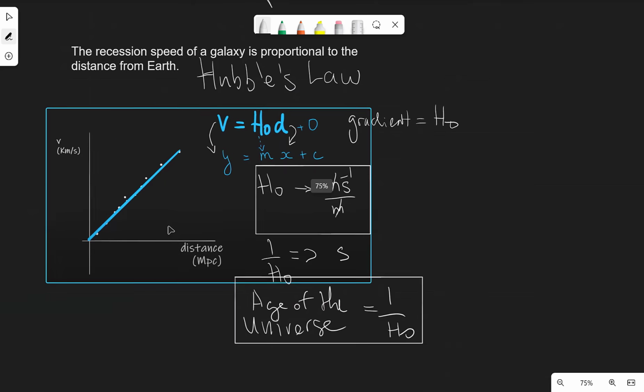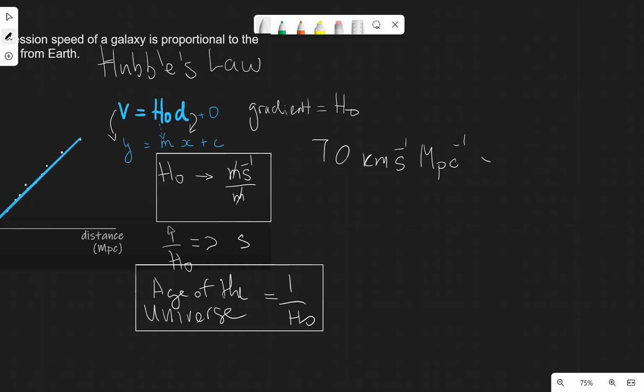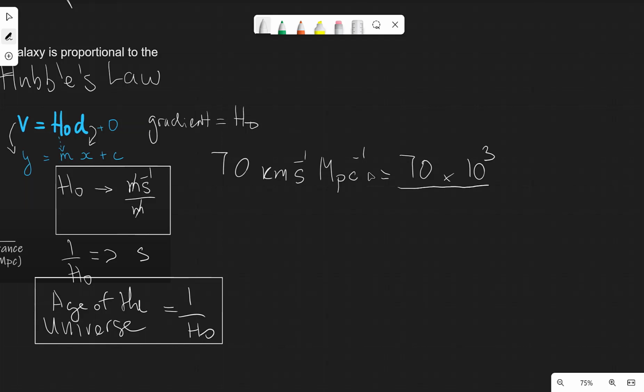Well, observations show that the value of Hubble's constant is somewhere around 70 kilometers per second per megaparsec. Well, let's convert that to SI units. The way we're going to do that is, first of all, we're going to multiply by 10 to the 3, which is the kilometers part, and then we're dividing by an entire megaparsec. So this negative one applies to both the mega and the parsec. So we're going to divide by 10 to the 6, and also, 1 parsec, we're going to need to convert that to meters, and that was around 3.08 multiplied by 10 to the power of 16 meters.